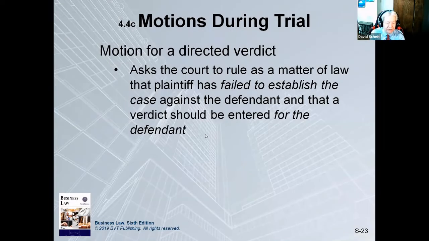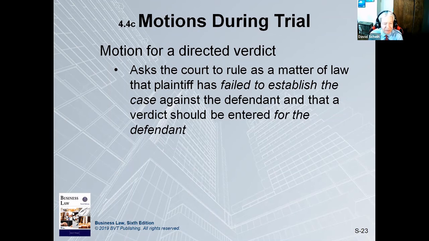Motion for directed verdict follows the presentation of the plaintiff's case. So for instance, they spend 2-3 days presenting the plaintiff's case in all of its glory. And then the defense attorney stands up and says, Judge, these guys didn't prove a thing. It's a stupid case. They're losers. We want you to give us a motion for directed verdict.